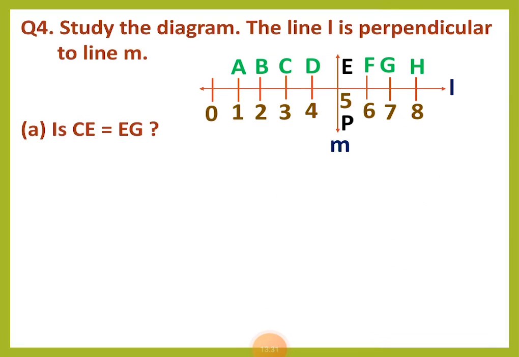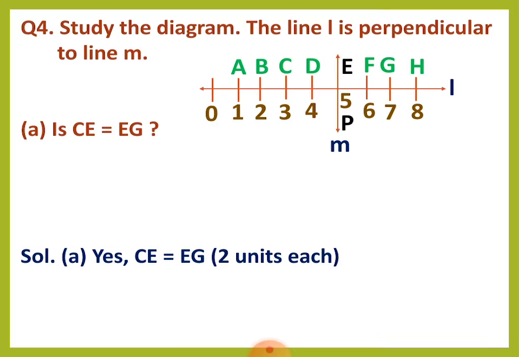So come to question number 4. You have to study this diagram, and the line L is perpendicular to line M. Okay, so you see here this figure, and one by one we will be dealing with the questions. So CE is equal to EG. So see here, where is C? This, and where is E? This. Okay, so C to E is how much distance? You can see C to D is 1 unit and D to E is another unit, so total 2 units. In the same way, let us see for EG. So E to G, again you can see we have a 2 unit gap. Okay, so we can say yes, they are equal.